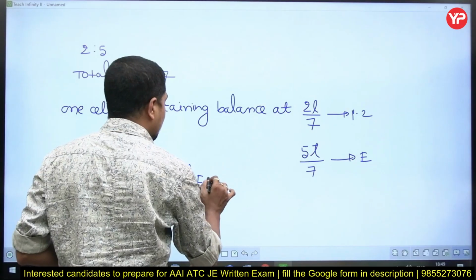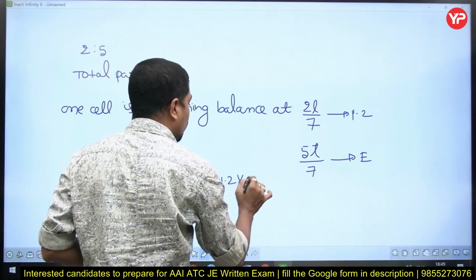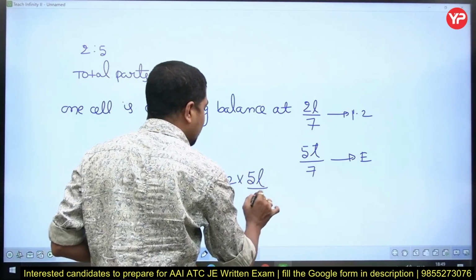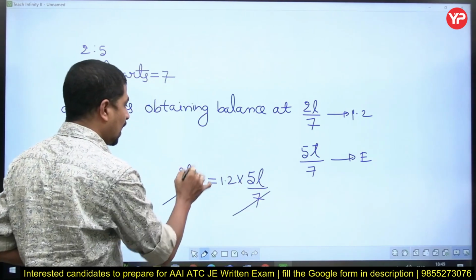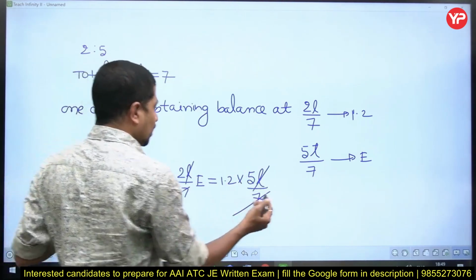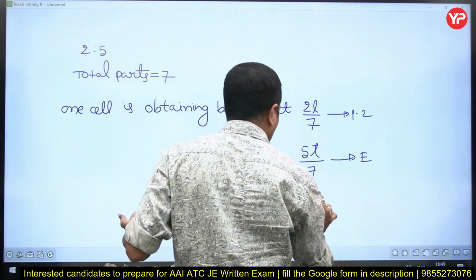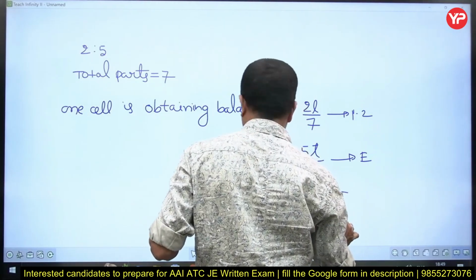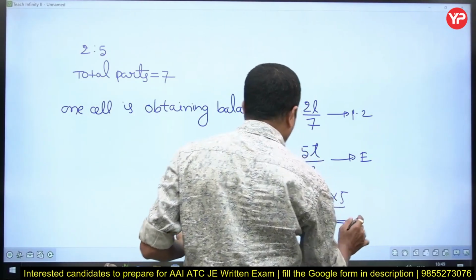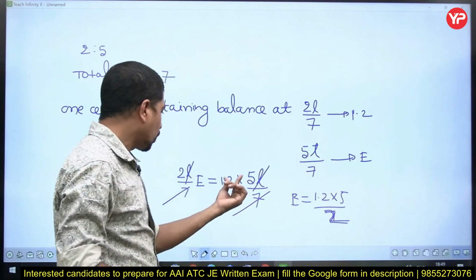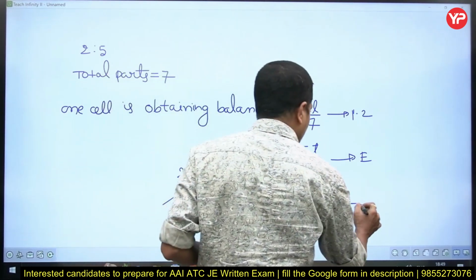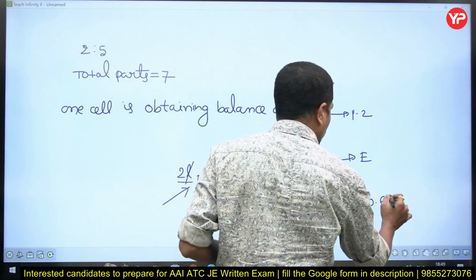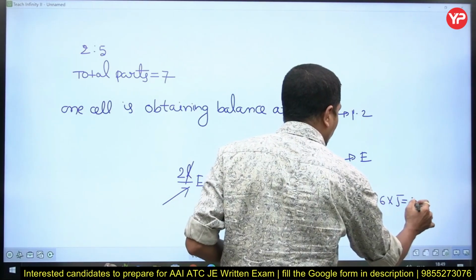Cross multiply it. 2L/7 into E is equal to 1.2 into 5L/7. 7 gone, L gone. Then E is equal to 1.2 into 5 divided by 2. How much is it? 0.6 into 5, so that is 3 volts.